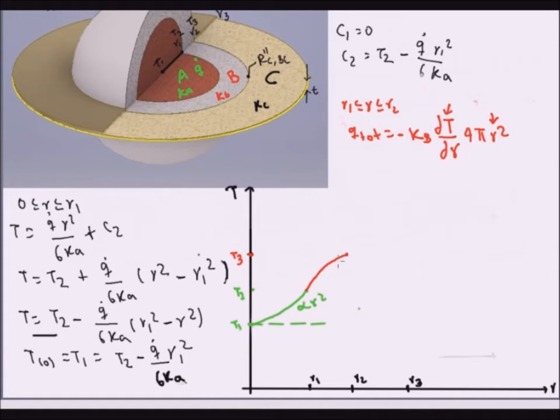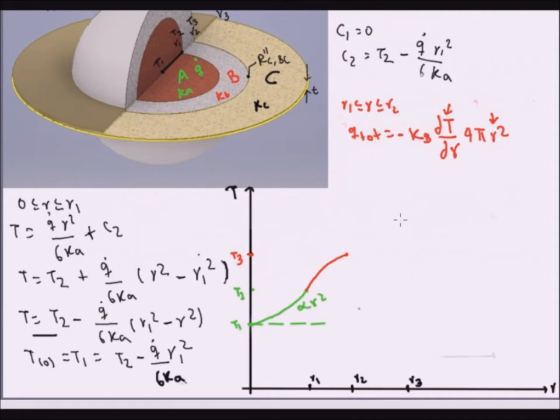sort of like this. So it gets harder for heat to flow as you get closer to the center, because the cross-sectional area gets smaller. But as you get farther from it, the cross-sectional area increases, allowing more heat to flow with a lower driving force, with a lower temperature difference.